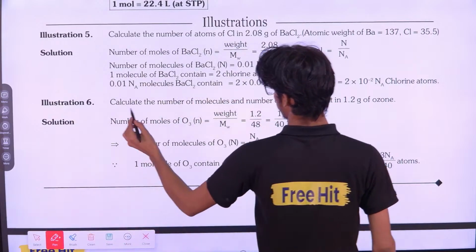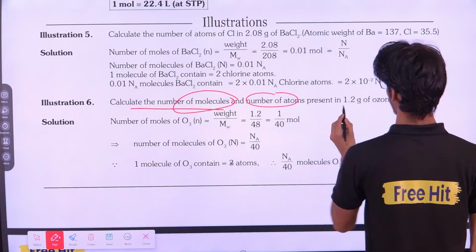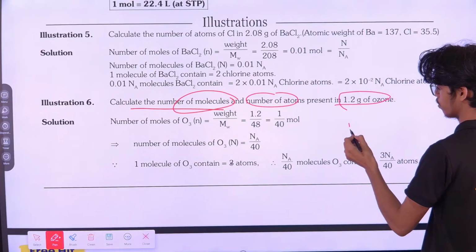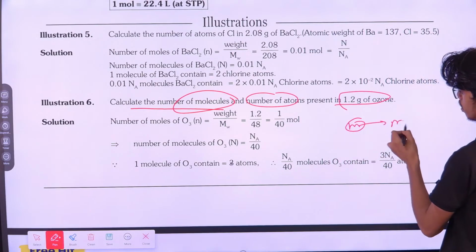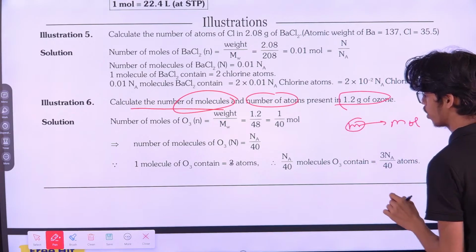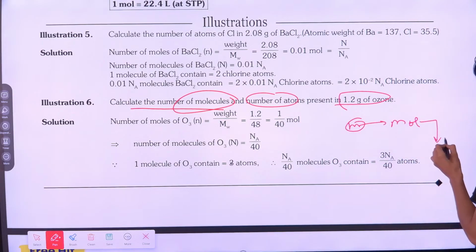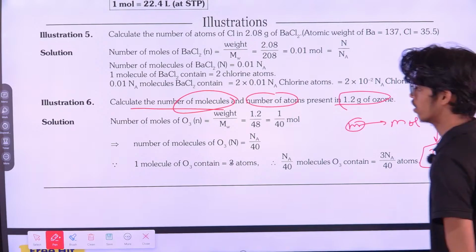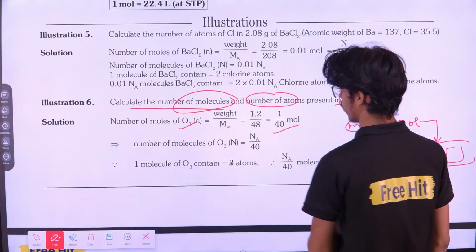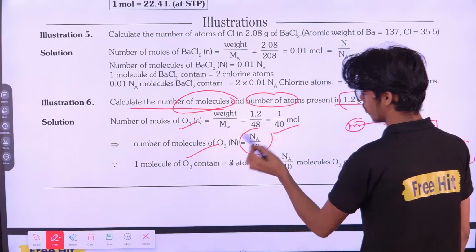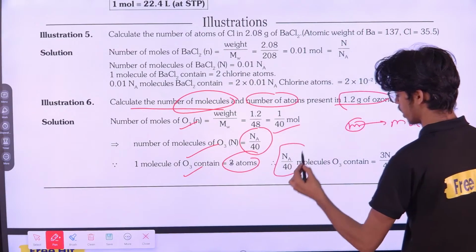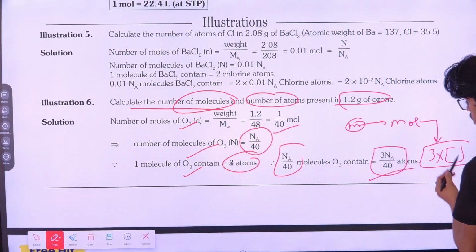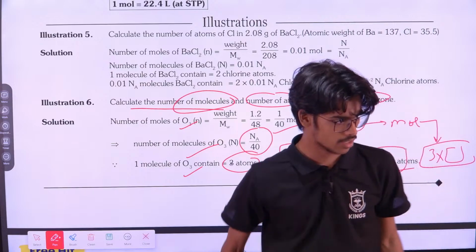Now calculate the number of molecules and number of atoms in 1.2 gram. First of all, find the number of moles. Once you have the number of moles, you can find the number of molecules. Each molecule will have 3 atoms of oxygen, so you multiply the number of molecules by 3. That's it. First, number of moles is 1 by 40. Number of molecules is Na by 40. Number of O3 atoms, with 3 atoms per molecule, is Na by 40 into 3, so it is 3 Na by 40. That's it.